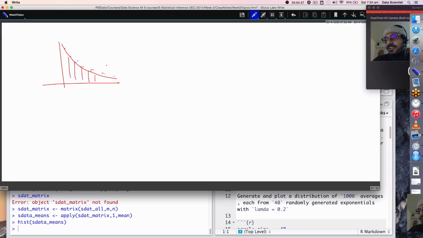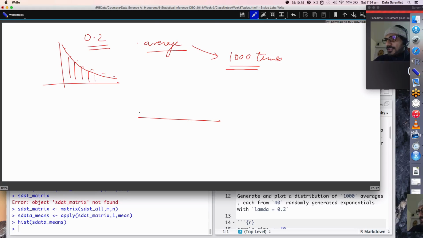When we take 40 random values with a specific lambda, every time our lambda is going to be 0.4, right? So 40 random values we take and we take the average of that, all right? And then we repeat this 1000 times, all right? Then I have these 1000 averages. If I was to plot these 1000 averages, my data would be bell shaped. Is this clear? This is what we have done, and I've used a formula for that.